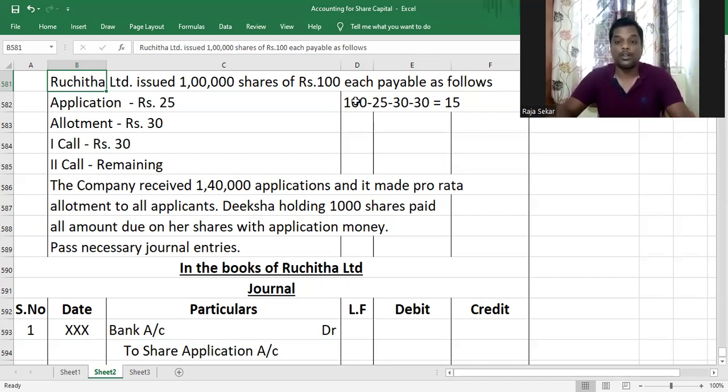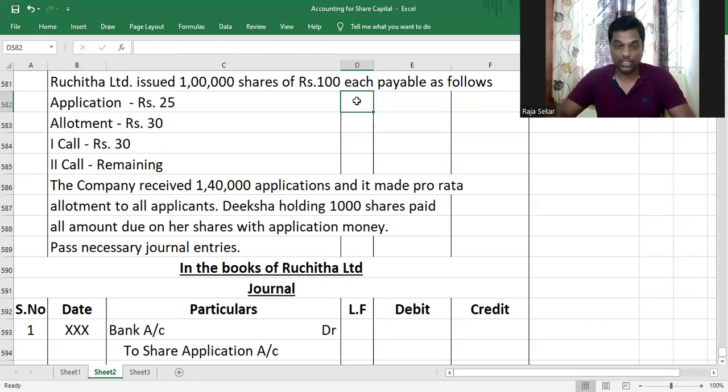Because of pro rata allotment, you don't allot full shares to anyone. At the same time, you don't reject anyone's shares outright. The number of applications and the number of shares will not be the same. And Diksha is not just paying 25 rupees application money. She's paying the entire 100 rupees that is due on her shares. Diksha says, okay, I'll pay the entire 100 right now. So you can divide these 1,40,000 applications into two types: all the others, and then Diksha's applications.